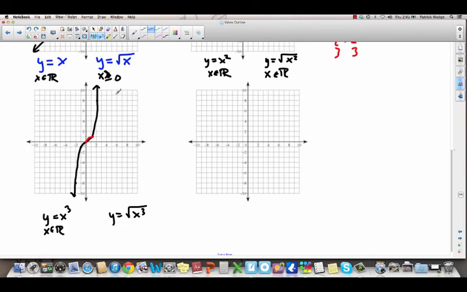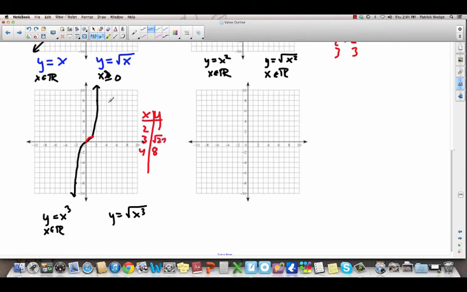Now, I don't know what it's going to do after that. Is it going to come out here? Is it going to go up there? So let's make a little table. Let's try some points. We know what happens at 1. It goes through (1, 1). Let's try 2, 3, and 4. 4 is a beauty, because 4 cubed is 64, and the square root of 64 is 8. 3 cubed is 27, and the square root of 27 is something like 5.2.